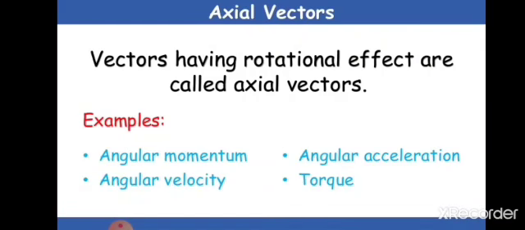The second one, axial vector. The vectors having rotational effect are called axial vectors. The vectors whose direction is along the axis of rotation are called axial vectors. Here we have a rotational effect. Examples: angular velocity, angular acceleration, torque and angular momentum. So an axial vector has a rotational effect, whereas a polar vector has a straight line effect.